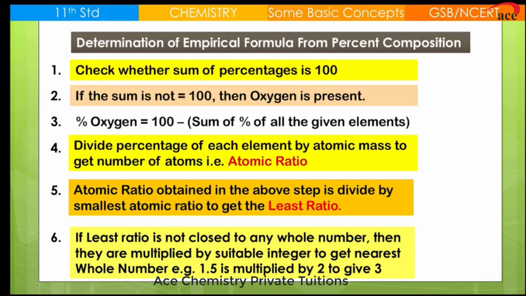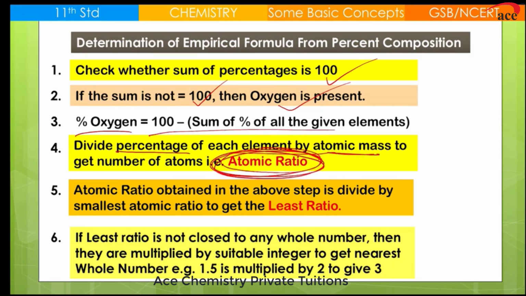Example number 2. Now, these are the steps. Check whether the sum of the percentages is 100. If the sum is not 100, then oxygen is present. And how to calculate oxygen? 100 minus the sum of the percentages. Divide each percentage by atomic mass. That will give you the atomic ratio. Find out which is the smallest atomic ratio and divide each ratio by the smallest atomic ratio. That will give you the least ratio.